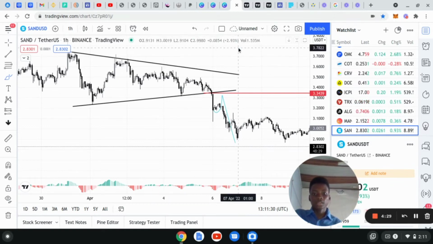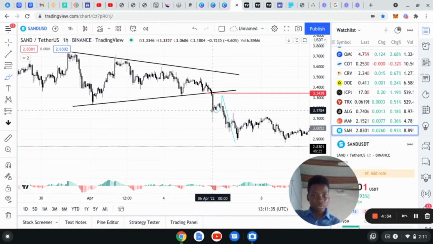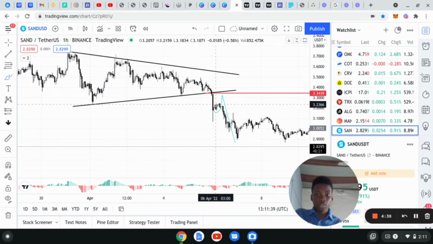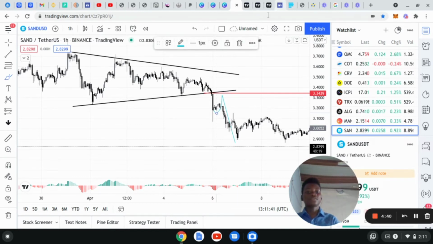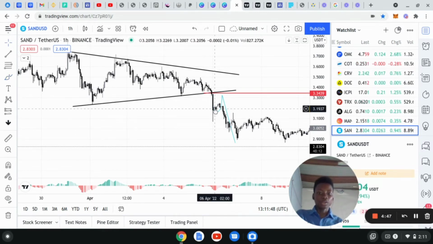Like for me, I wouldn't have entered this trade, even though it met almost all criteria as well, and it was still a successful trade. I wouldn't have entered it because it did not meet my own criteria. So it depends on how aggressive or conservative you are. That is what will determine how you take your entry.